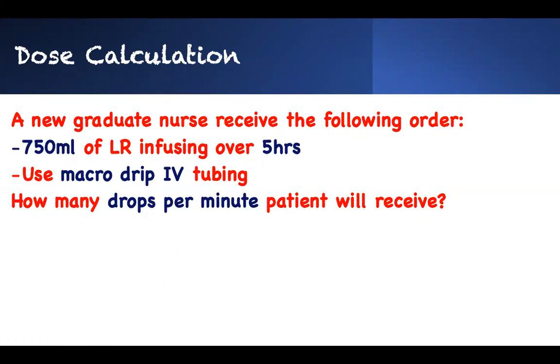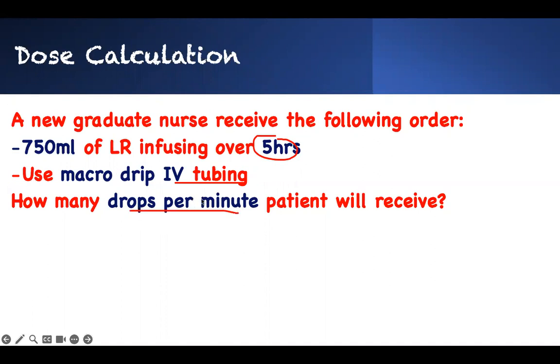A new graduate nurse received the following order: 750 ml of lactated Ringer's is infusing over 5 hours. A macro drip IV tubing needs to be used. How many drops per minute should the patient receive? So this question is different.